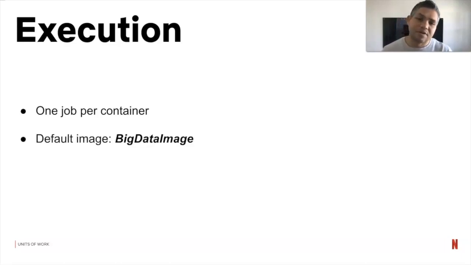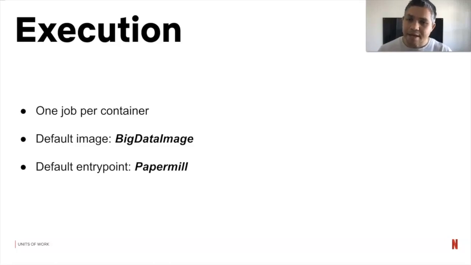And we default our runs to use the big data image. The big data image is a Docker image that has been built and curated by the big data infrastructure team, and it contains all the dependencies that we may need for any of the jobs that I mentioned before to run. And our default entry point is PaperMill. So PaperMill is a tool that allows you to run notebooks in a headless manner. This means that you don't really need the notebook's UI in order to run the notebook.